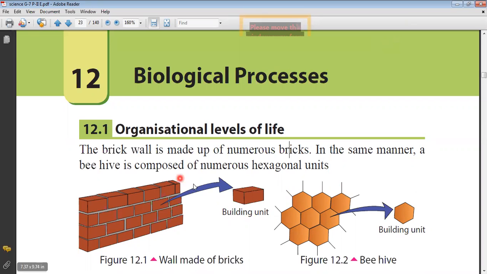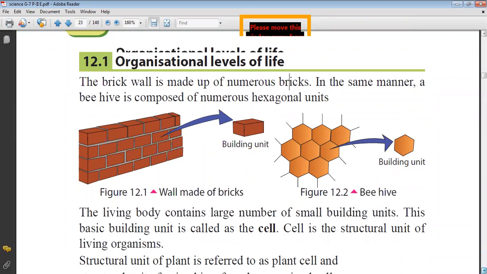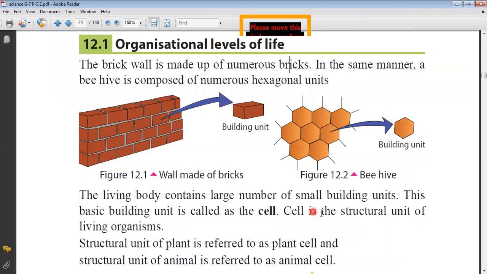So here we can see a brick wall. As we can see, a wall is made up of numerous bricks. Similarly, a beehive is made of numerous hexagonal units. The living body also contains a large number of cell building units. This basic building unit is called the cell. Cell is the structural unit of living organisms.